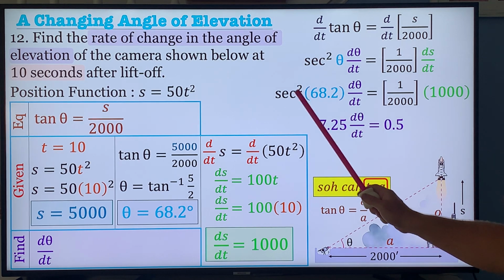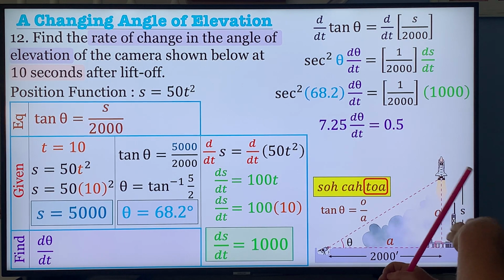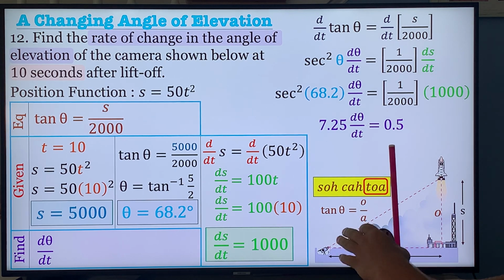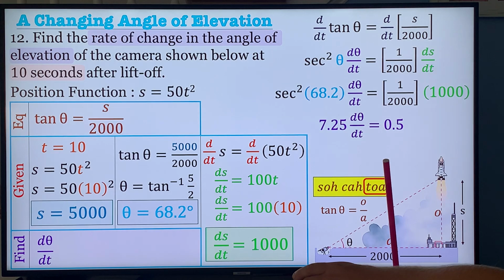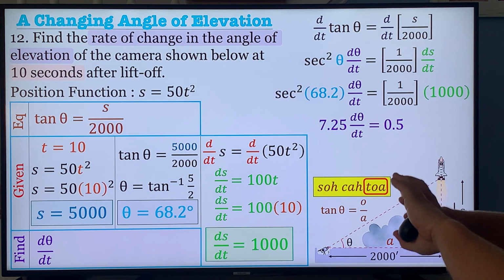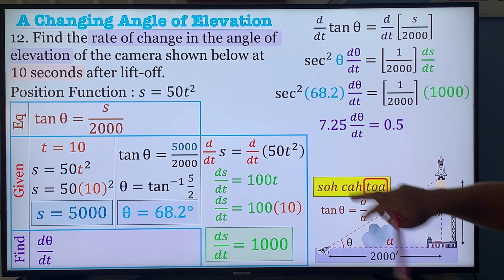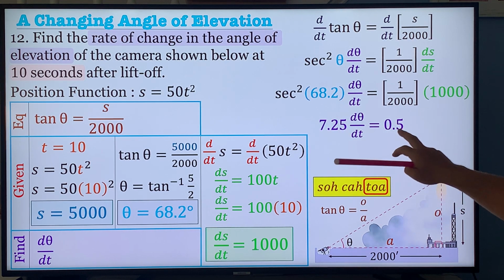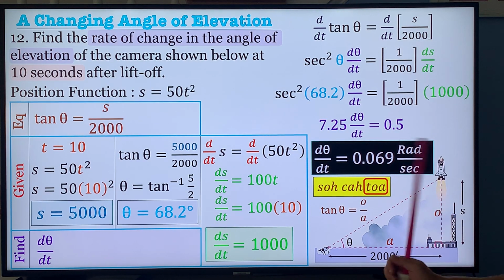Now, secant squared 68.2, the way you find that is, in your calculator, you hit secant 68.2 equals, right? You take that answer and then you square that answer. All right, because technically it's secant 68.2, and then the whole thing squared. That gives you 7.25. 1,000 divided by 2,000 is 0.5. 0.5 divided by 7 1/4 is 0.069 radians per second.